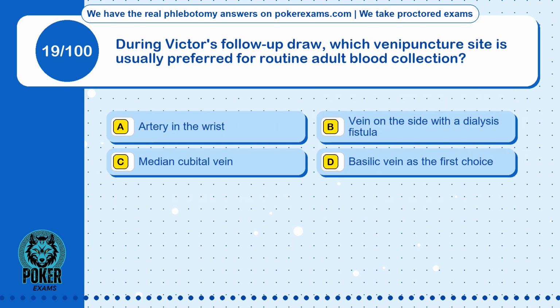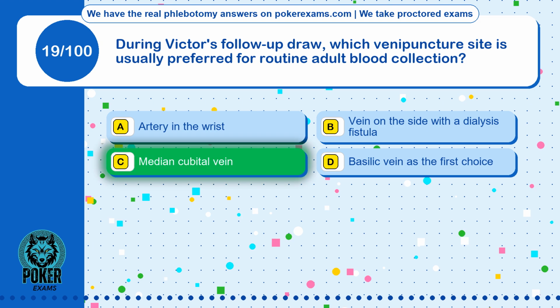Question 19. During Victor's follow-up draw, which venipuncture site is usually preferred for routine adult blood collection? Option A. Artery in the wrist. Option B. Vein on the side with a dialysis fistula. Option C. Median cubital vein. Option D. Basilic vein as the first choice.